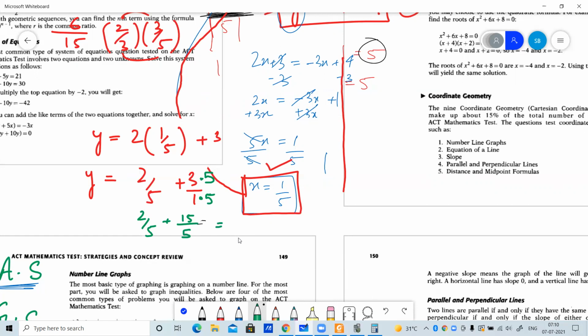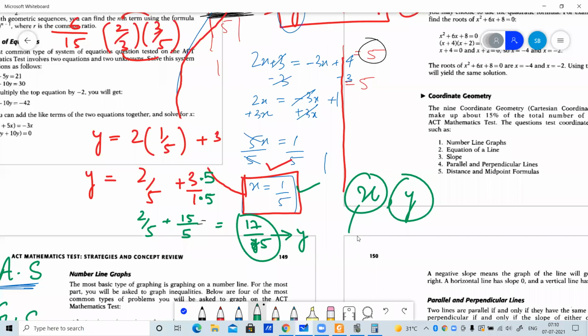How much will it be? 17/5. And that is y. So you got both the values. Now you're done. Your job is done. x is 1/5 and y is 17/5. And these are the two answers for x and y for the system of equations, right? Systems of equations contain two variables, x and y. There are two unknowns. So you got the value of x as 1/5 and the value of y as 17/5. So you're done.